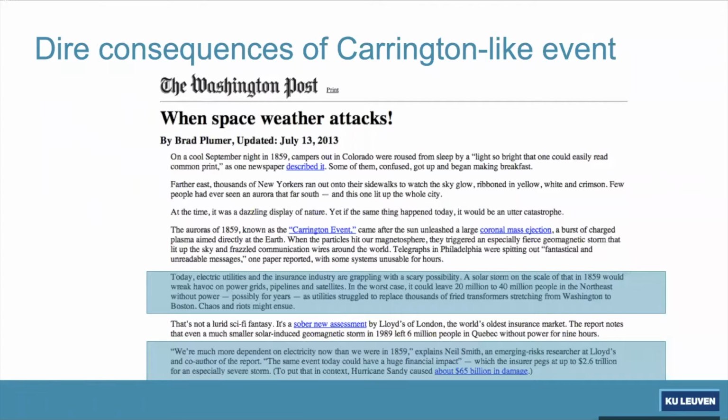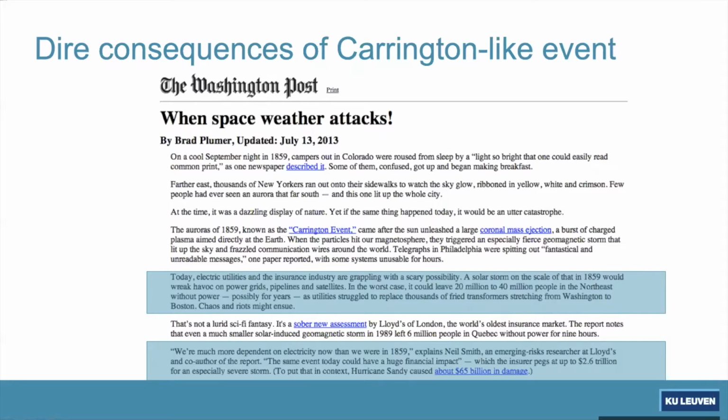So here is a study that was done a few years ago of what would happen if the Carrington event were to happen again. And it was said that the impact would be tremendous for the economy. As you can see here, $2.6 trillion was the estimate of the cost.